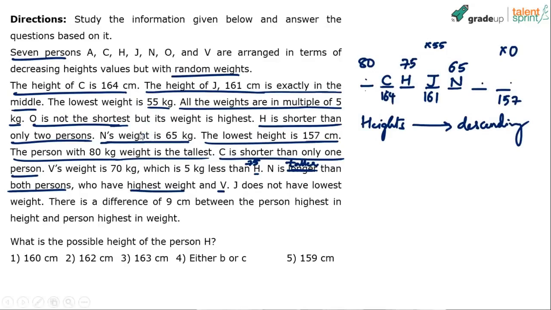Who are the persons left out, by the way? A, C, H, J, N. C, H, J, N are fixed. A, O and V are left out, right?